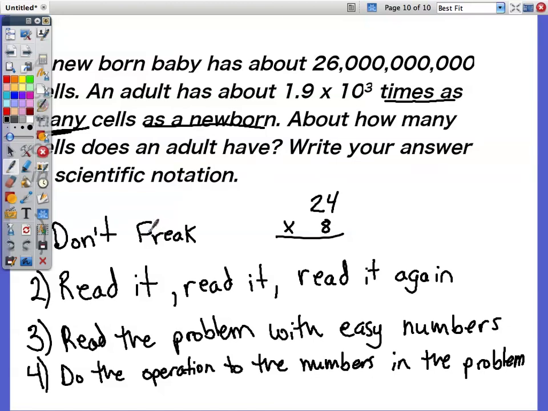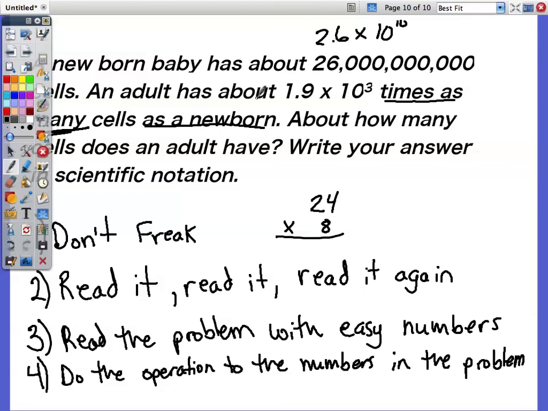Okay? So I'm going to need to convert this to scientific notation. 2, 3, 4, 5, 6, 7, 8, 9, 10. 10 to the 10th. And now I'm going to need to multiply. I'm not going to take you through the multiplication because you guys know how to multiply. Multiply the multipliers, add the exponents.